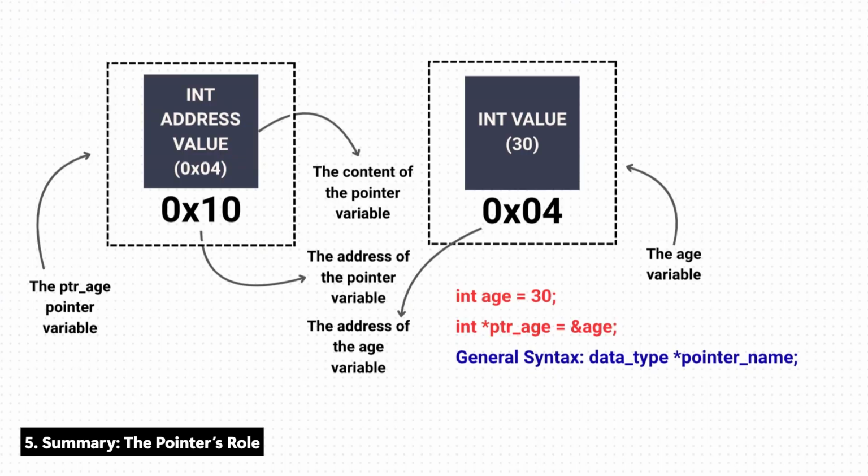Fifth, summary: the pointer's role. The pointer variable ptrAge has its own address in memory, just like any other variable. But the content of ptrAge is the address of age. This indirection, storing the location instead of the value, is the core concept of pointers. We use the address-of operator, ampersand, to find this address.